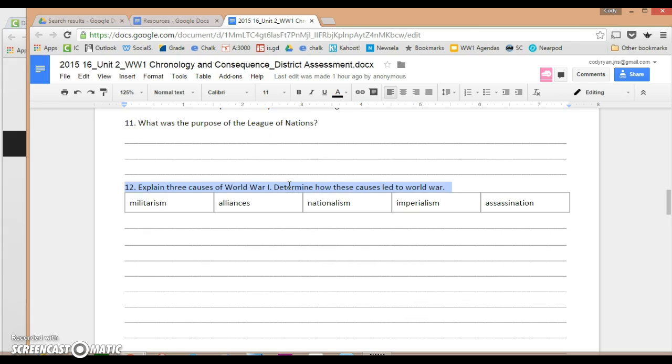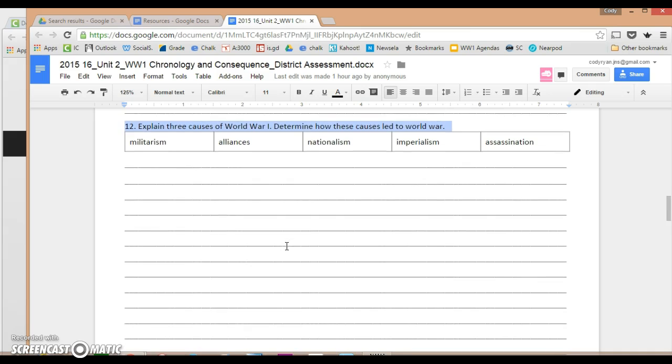Number 12. Numbers 12, 13, and 14 are all those level 3 questions. I'm just going to read them fast, but remember you're going to need to spend some time on them. Number 12 says, explain 3 causes of World War I. Determine how these causes led to the war. So you could pick militarism, alliances, and nationalism, let's say. You need to do 2 things with them.